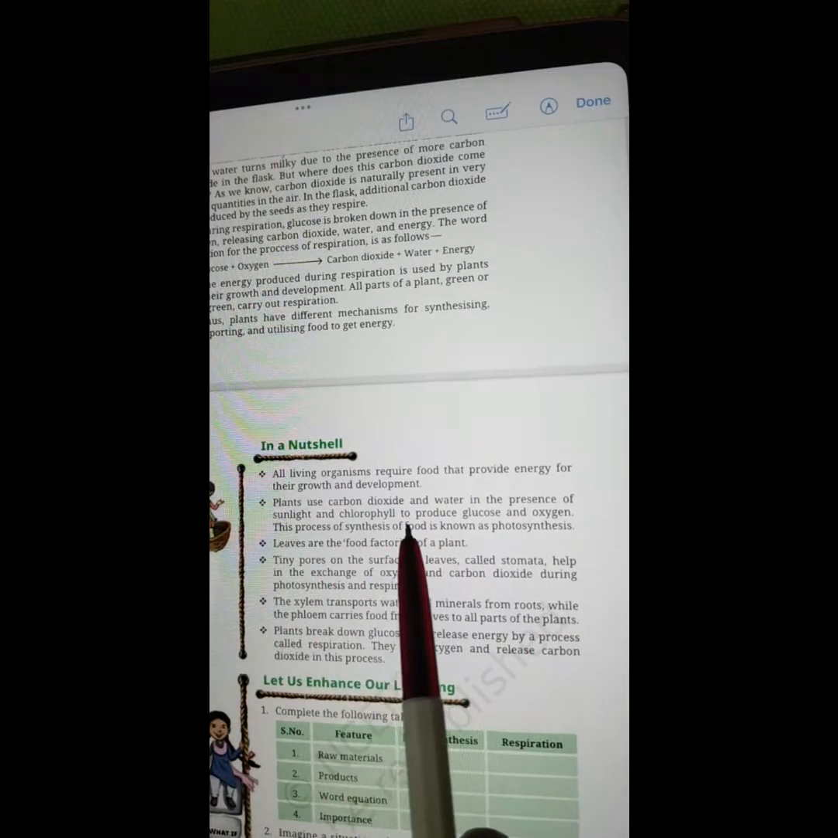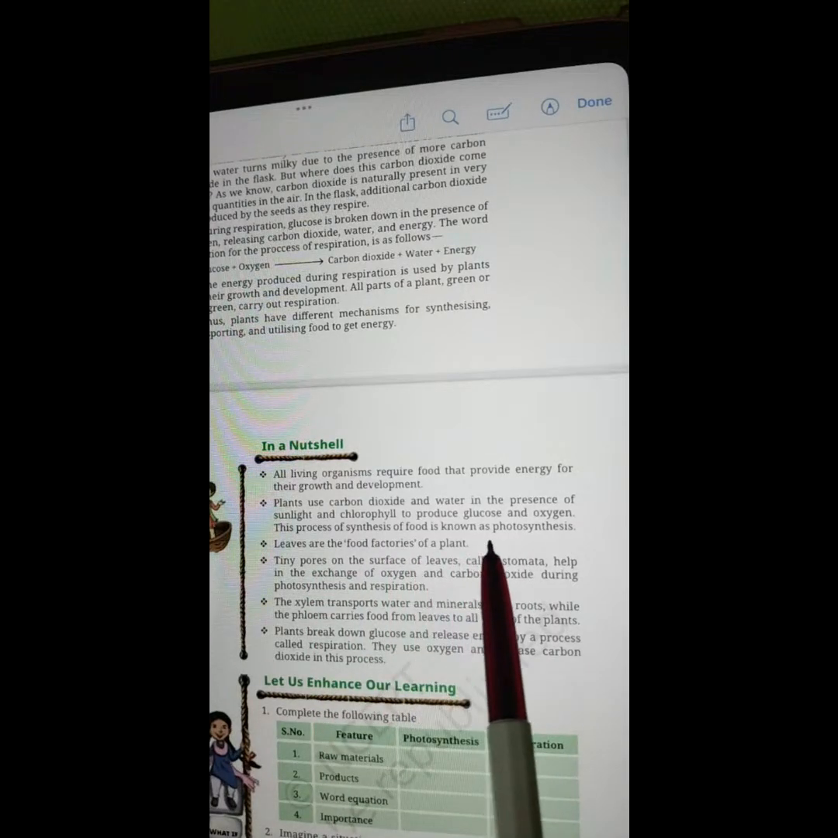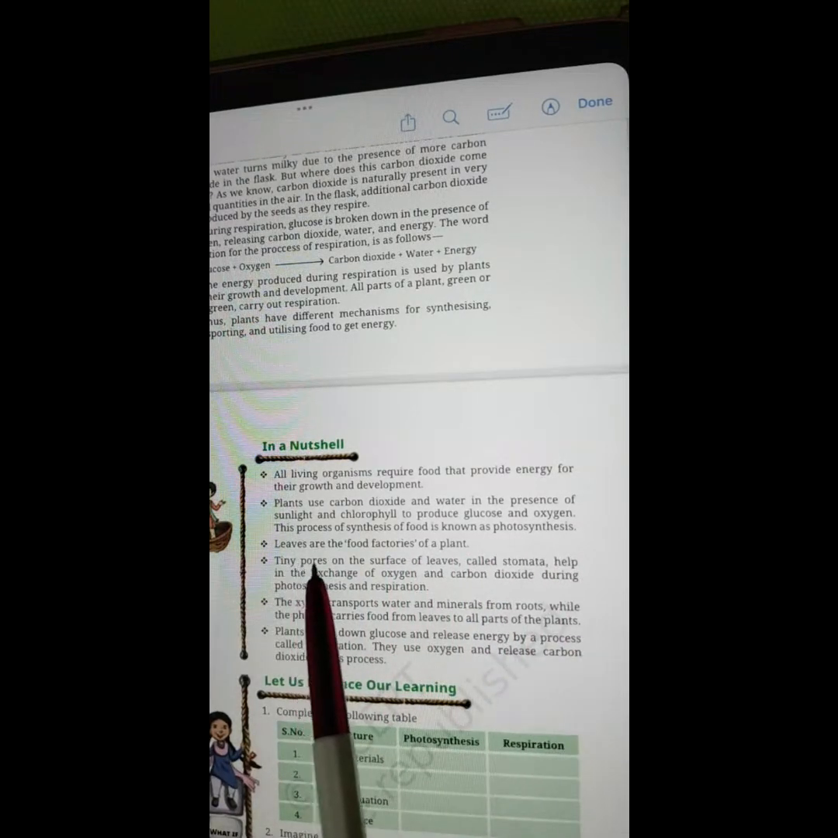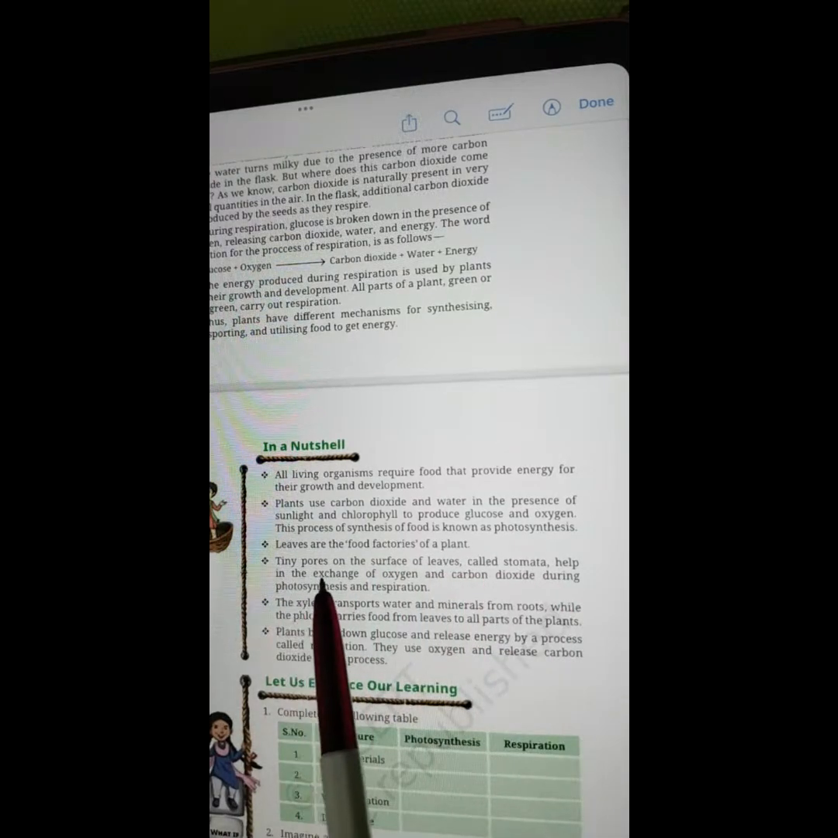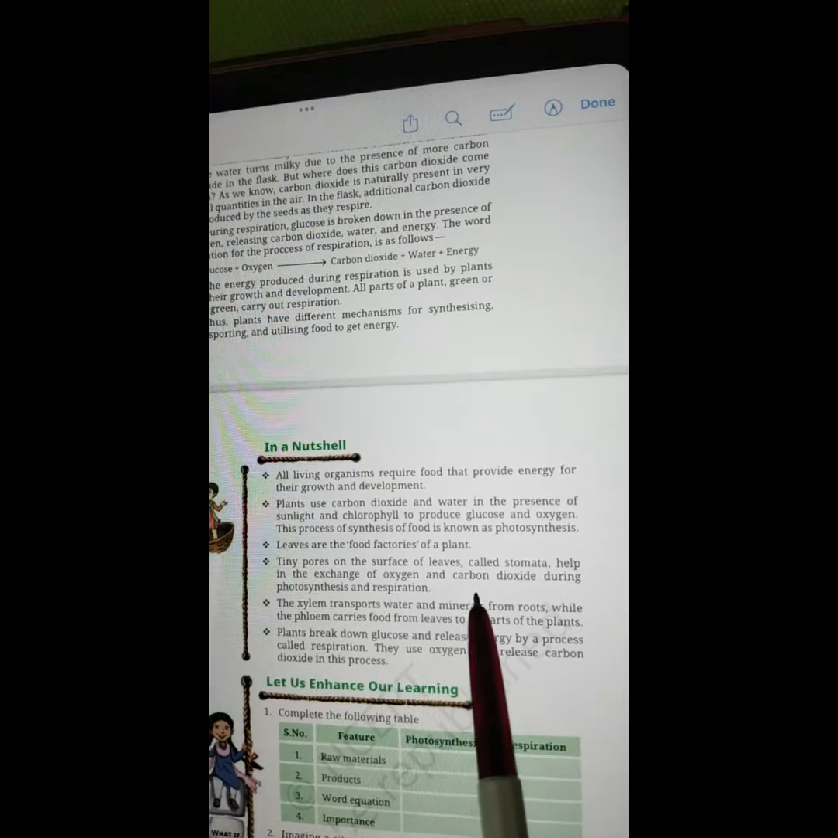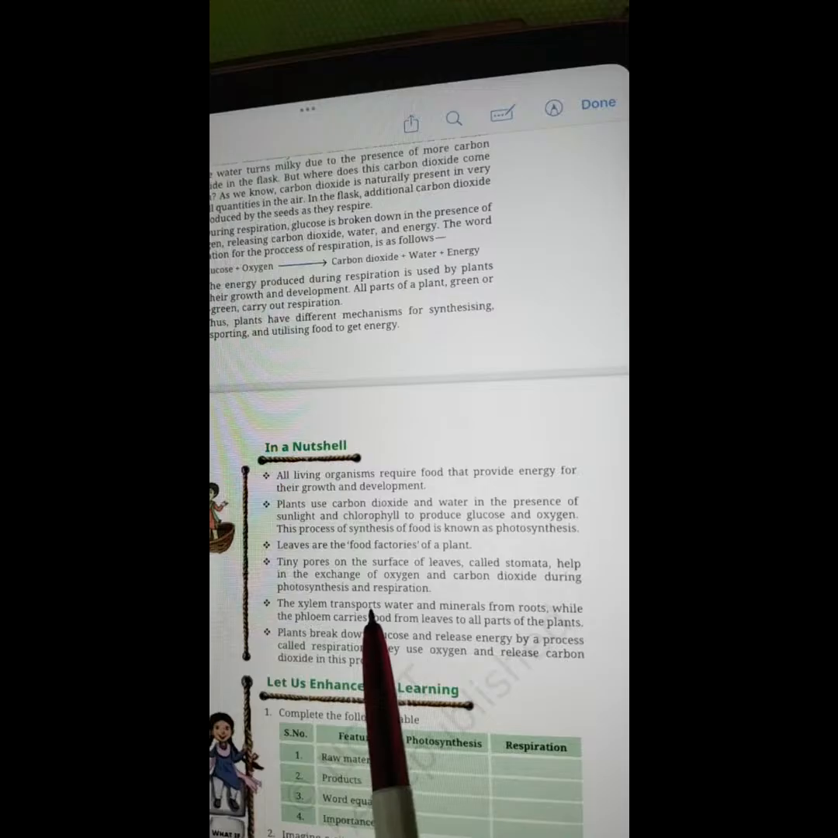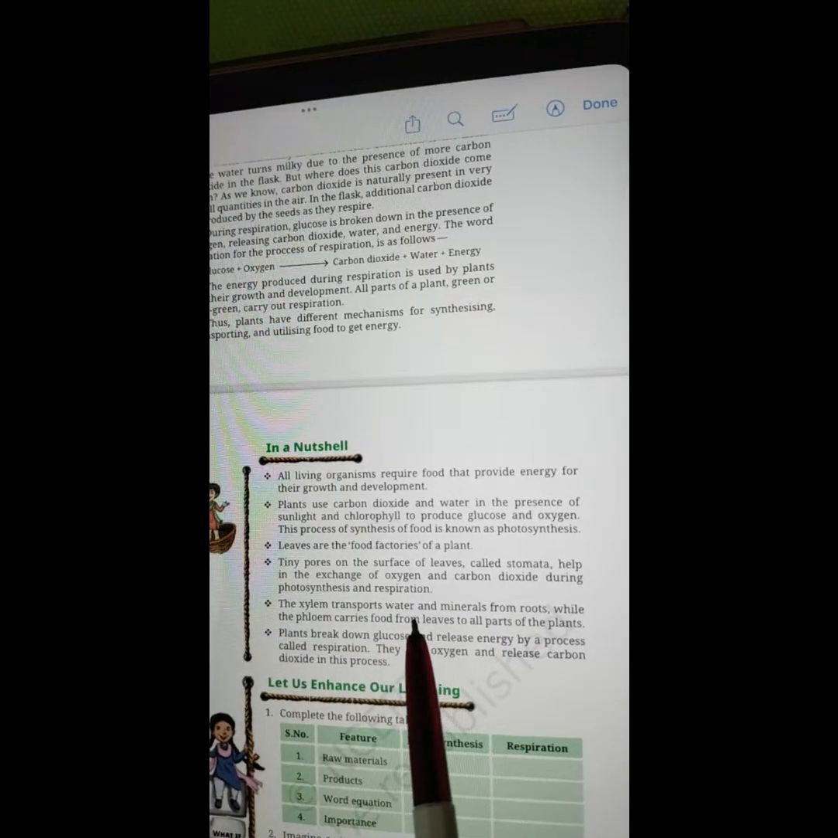Plants use carbon dioxide and water in the presence of sunlight and chlorophyll to produce glucose and oxygen. This process of synthesizing food is known as photosynthesis. Leaves are the food factories of a plant. Tiny pores on the surface of leaves, called stomata, help in the exchange of oxygen and carbon dioxide during photosynthesis and respiration.